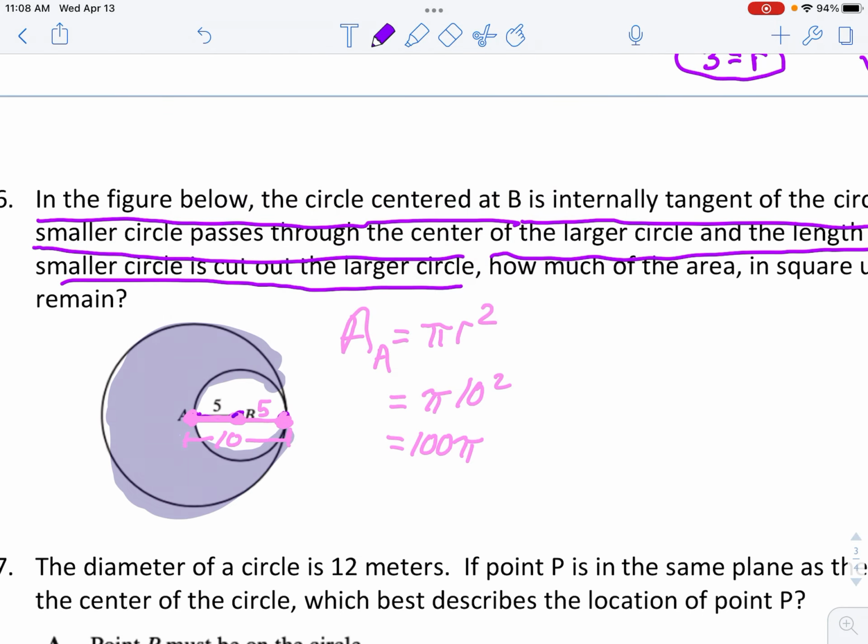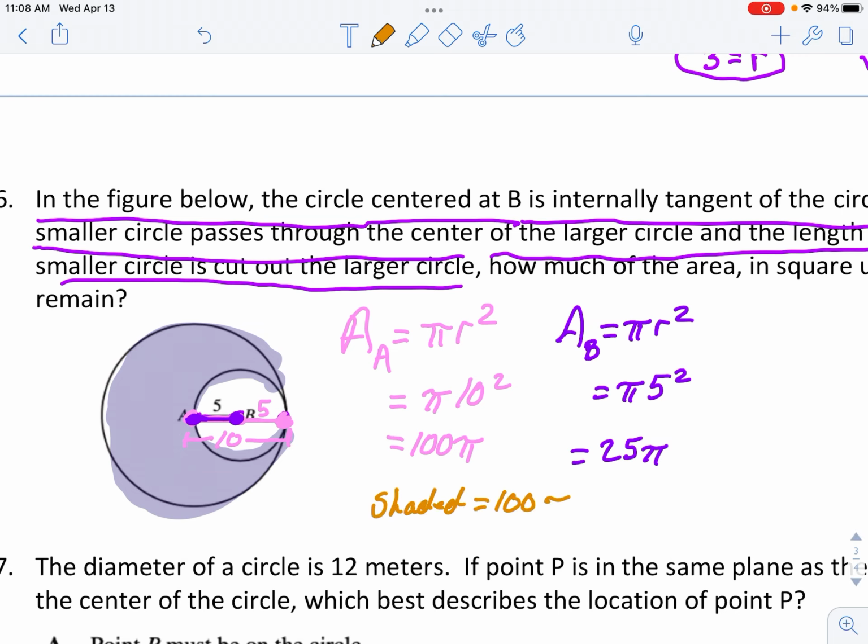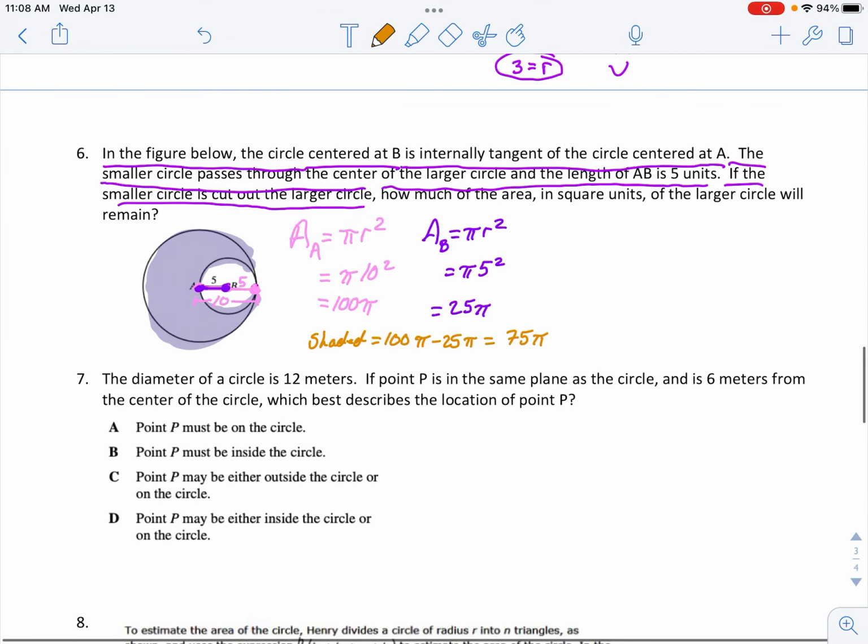Similar things will happen for this little circle. This time we just have to focus on the radius for circle B. Still pi r squared, plug in 5, and it's going to be 25 pi. And then the shaded region would be 100 pi minus 25 pi, because we're just taking that out, and it's left with 75 pi.